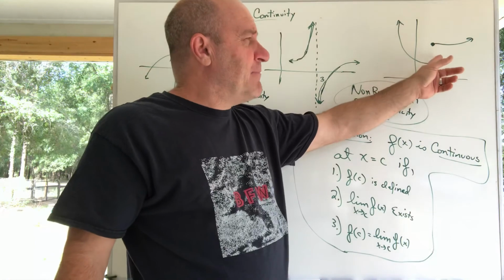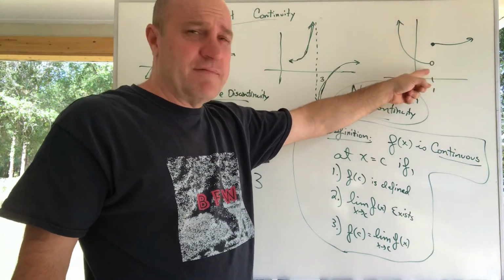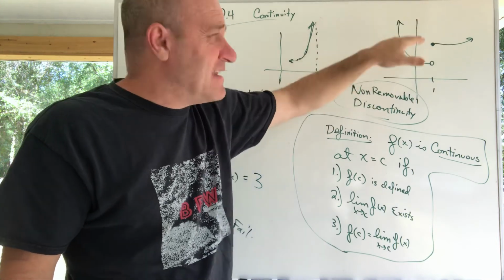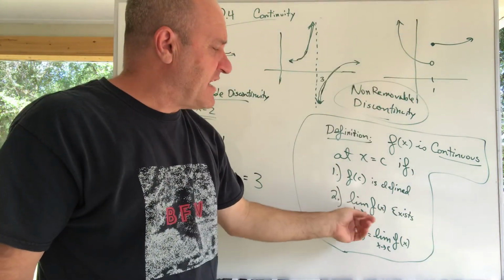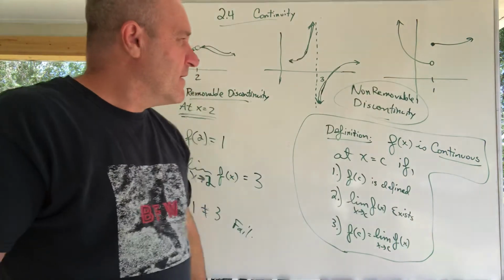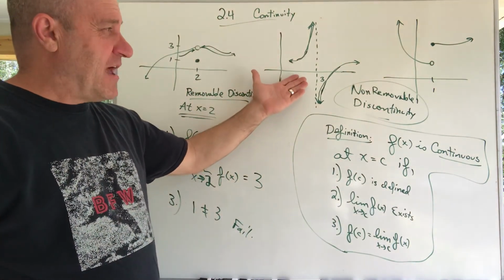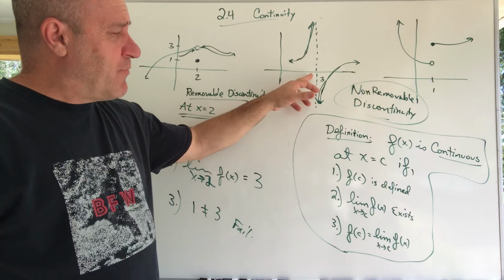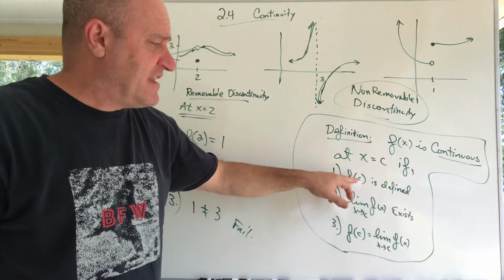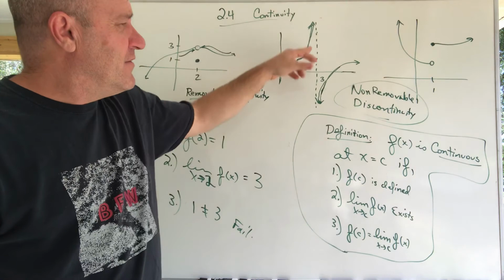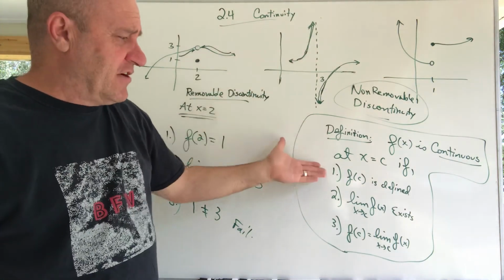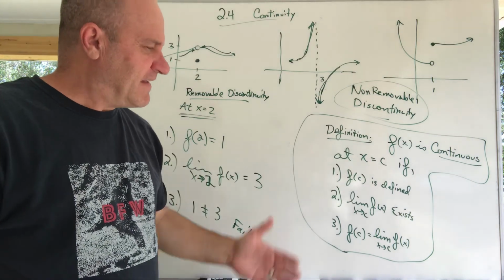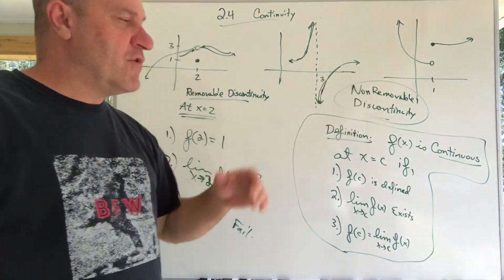Which step does this one fail? Maybe you can tell the limit would not exist. Because the left and the right don't line up, it would fail step 2. Technically this one fails step 1. Maybe it also fails step 2. But this one fails step 1 because the function's not defined. There is no defined function on an asymptote. So it fails step 1, it's a discontinuity. It also fails step 2. It's a non-removable discontinuity.